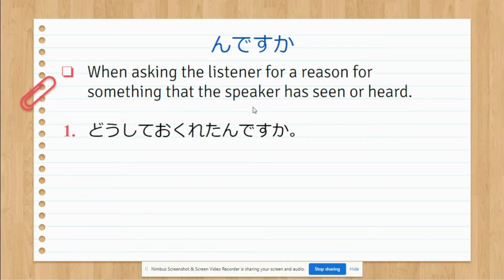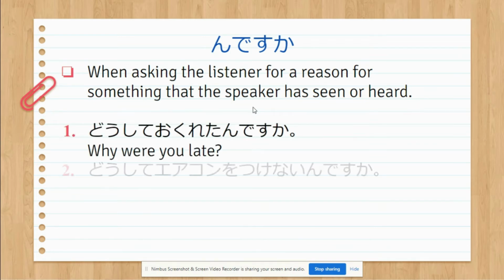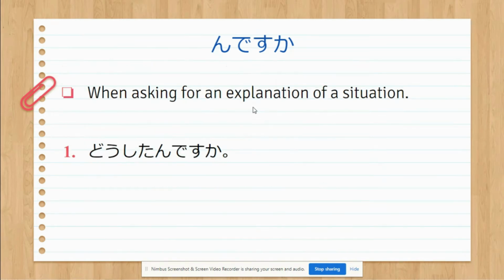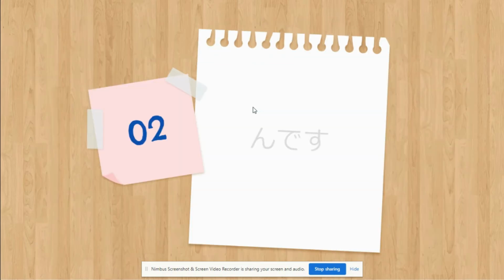どうして遅れたんですか? どうしてエアコンをつけないんですか? And also for this one, when asking for an explanation of a situation, you answer it with en desu. Let's look at the example.